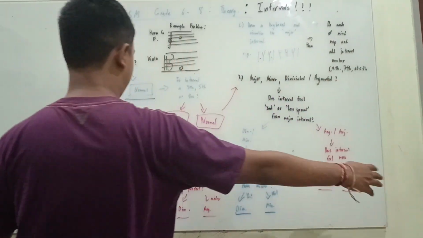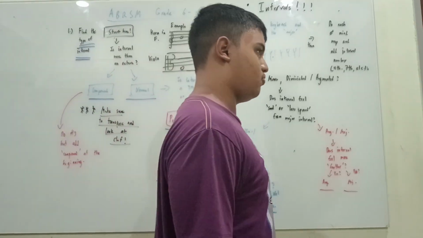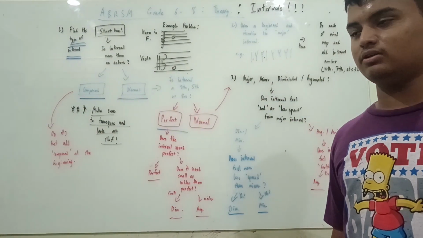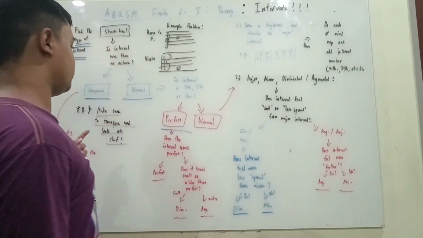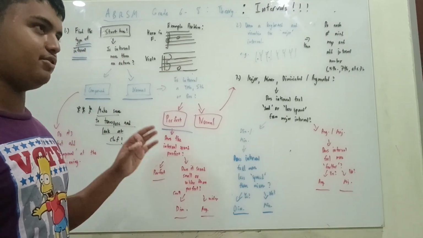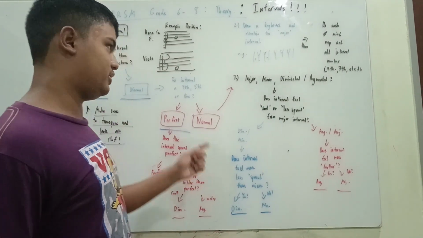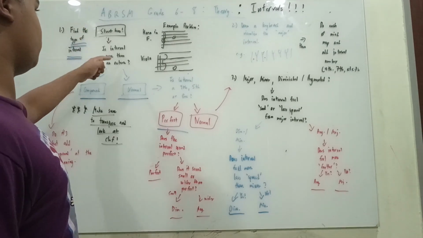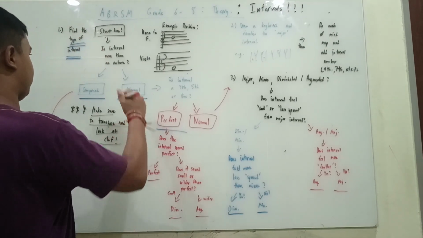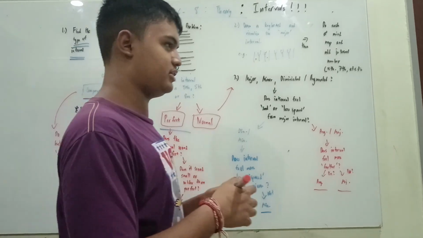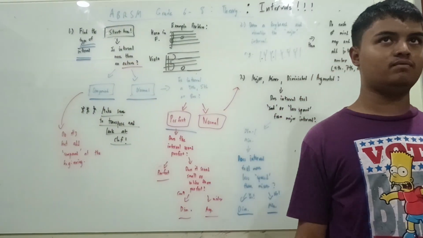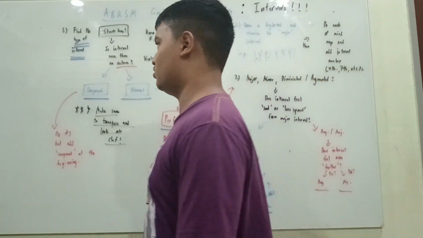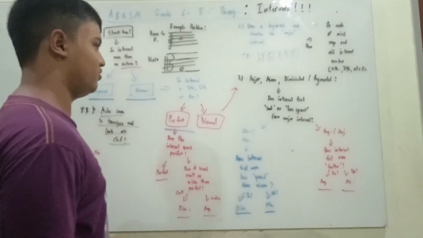So I've created this mind map so that you know what questions to ask yourself when answering these questions. The first question you must ask whenever you have a question with these types of intervals is: is the interval more than an octave? I hope you know what an octave is. It's basically from one note to another note, but at a different pitch. If you don't know what an octave is, good luck.